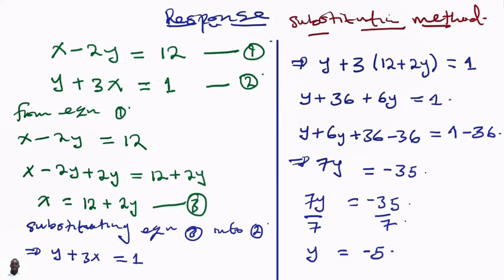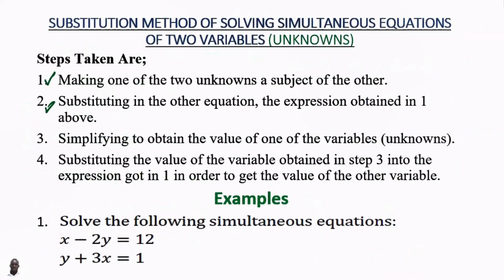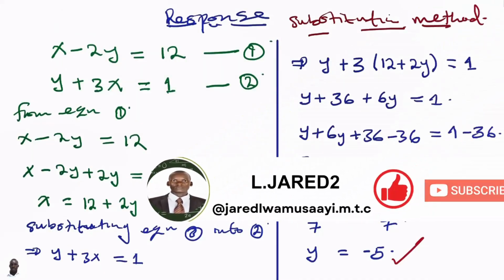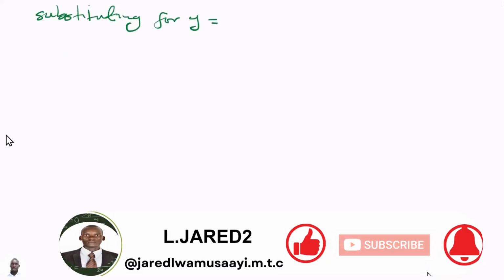So far we have got one variable, which is y. We need to go ahead and find the value of x. What are we going to do? So we have finished step 3. Then we are going to go to step 4, which talks about substituting the value of the variable obtained into the expression got in step 1. So we are going to substitute in the value of y into equation 3. So that is why we shall be substituting y equals negative 5 into equation 3.